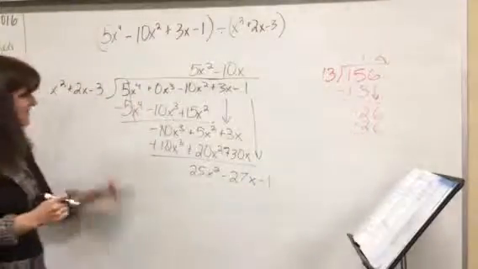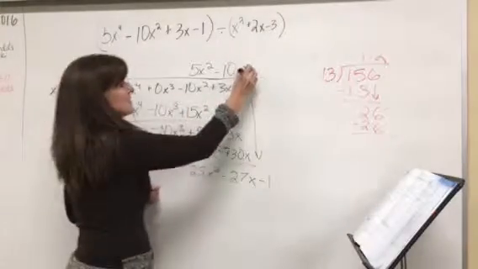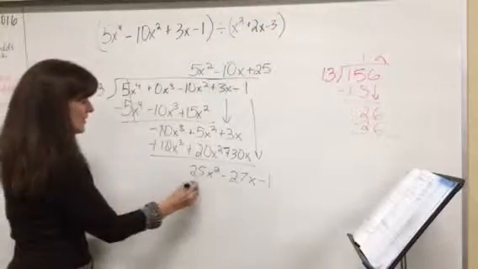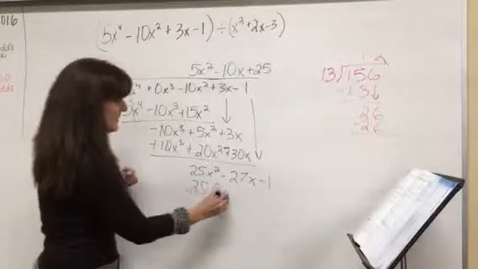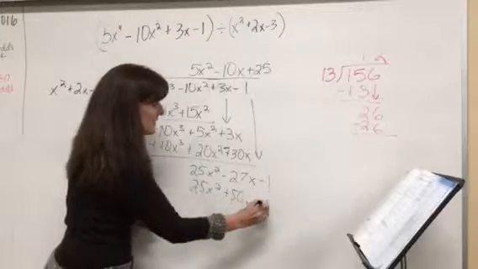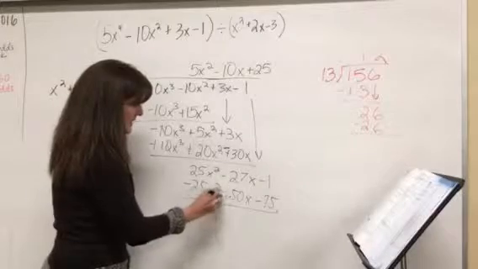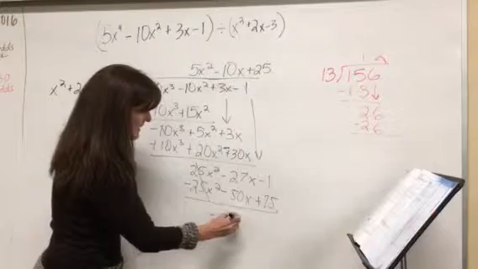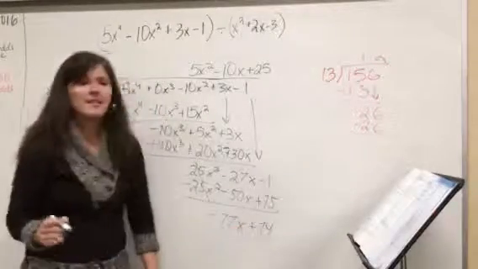Do the whole process again. This goes into this how many times? 25 times plus 25. And this times this is 25x squared. 2x times 25 is 50x. And negative 3 times 25 is negative 75. Remember to change the signs. Minus, minus, plus. That cancels out. This is going to be negative 77x plus 74. This is the remainder.